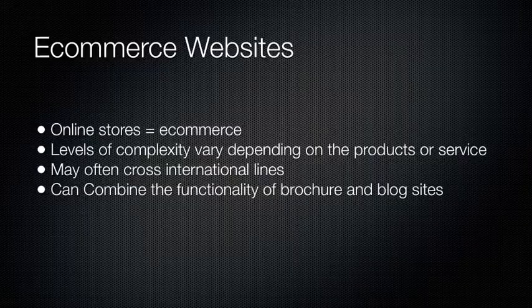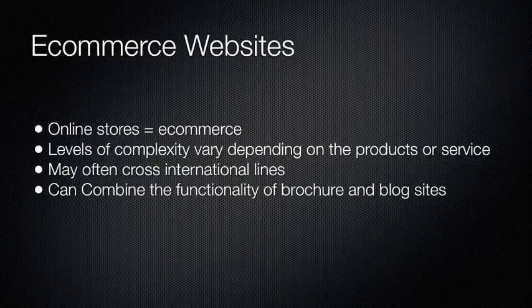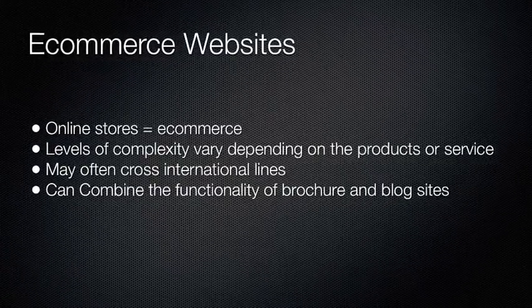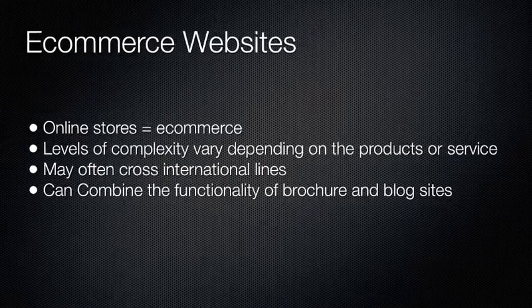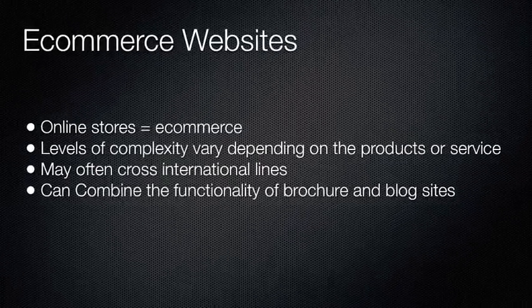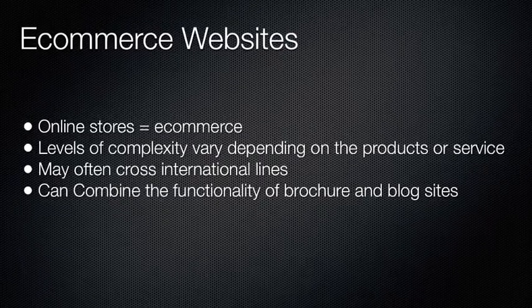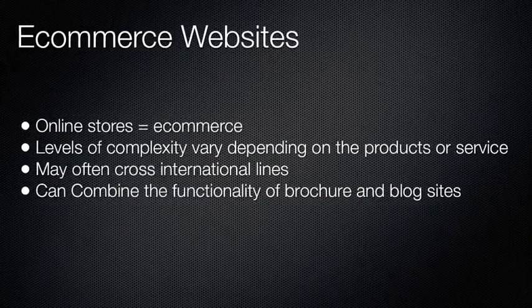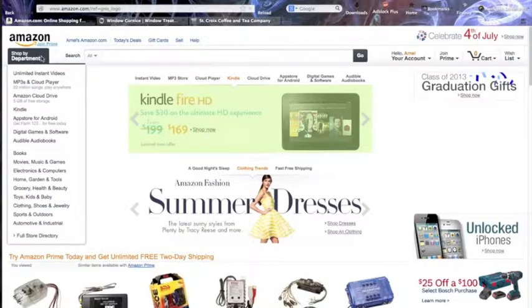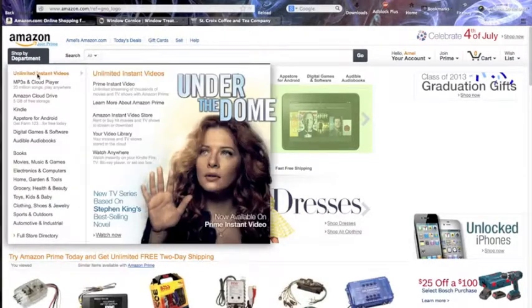The last type of website types we'll be discussing are e-commerce websites. They're the online stores. They have various levels of complexity. They often cross international lines, and you'll see that they sometimes will combine the functionality of both the brochure and the blog website types. The first example of an e-commerce website type is Amazon.com.